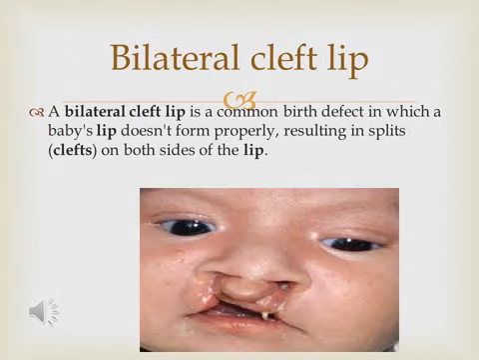Bilateral cleft lip. A bilateral cleft lip is a common birth defect in which a baby's lip doesn't form properly, resulting in splits, clefts, on both sides of the lip, not just a single slit. In the previous one, the cleft was on a single side, but in this one, it is on both sides.